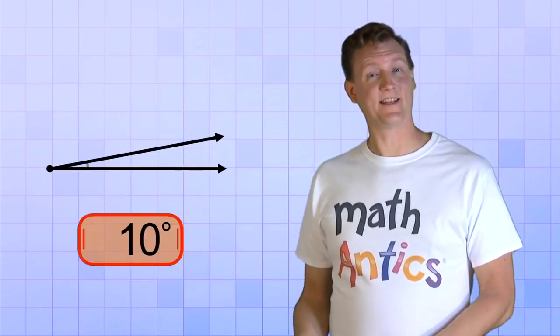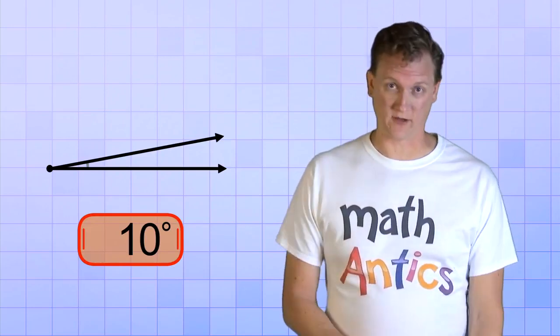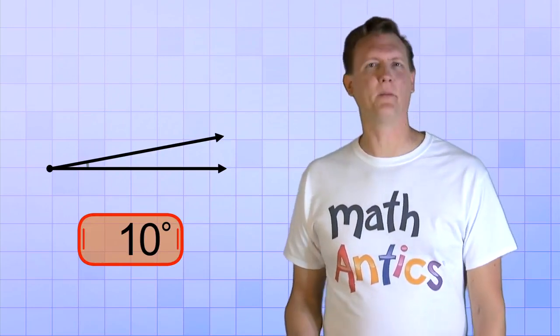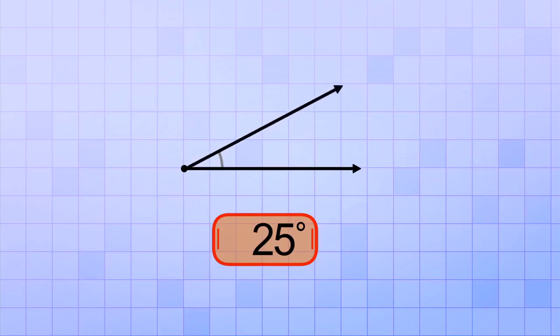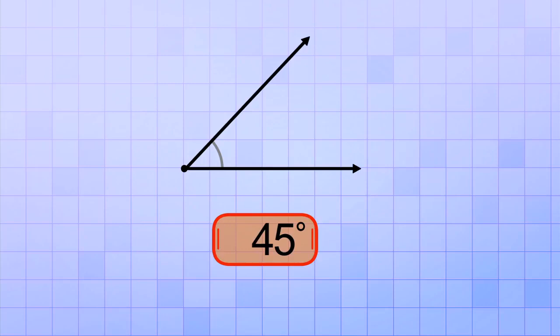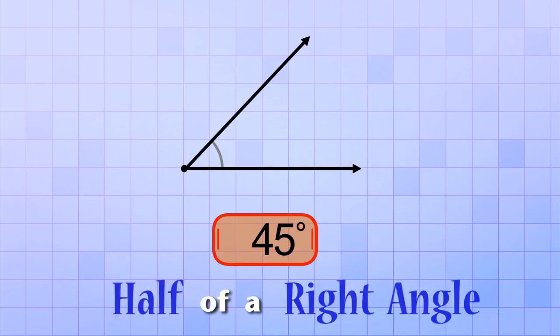So we can see that a 10 degree angle is still a very small angle. So let's keep going, but a little bit faster this time. All right, that's 15 degrees, 20, 25, 30, 35, 40, and 45. Now 45 degrees is a special angle because it's exactly half of a right angle.